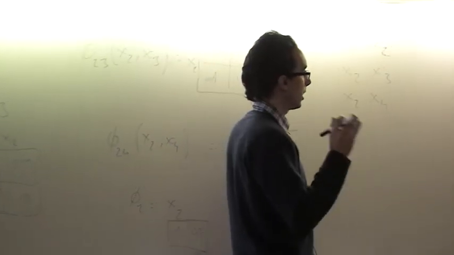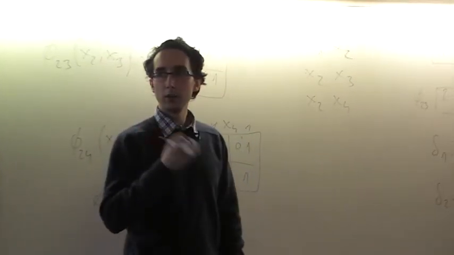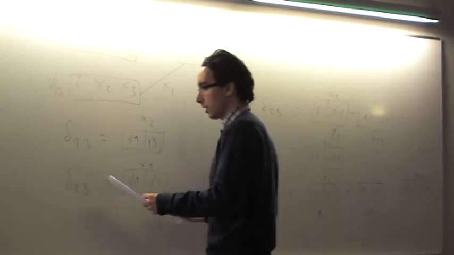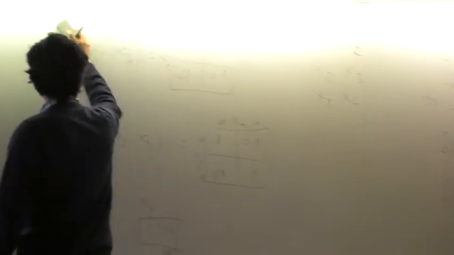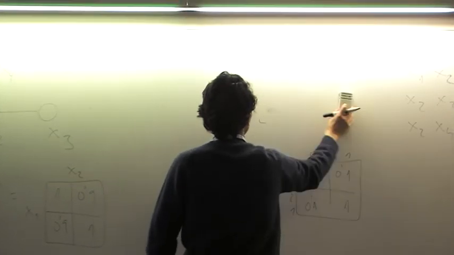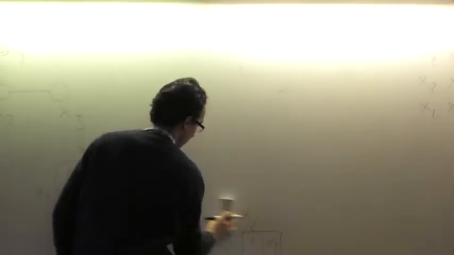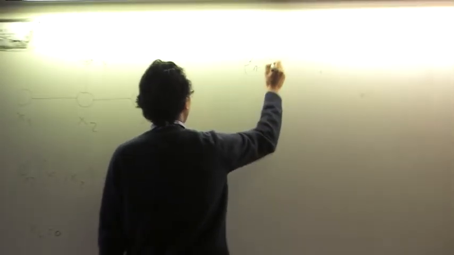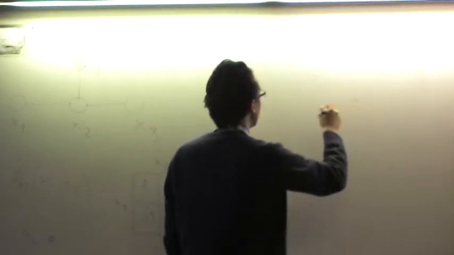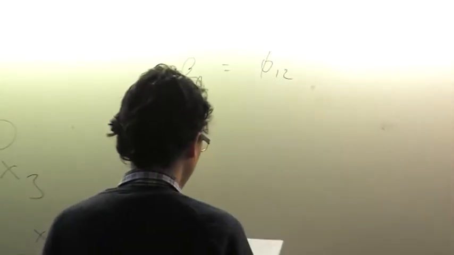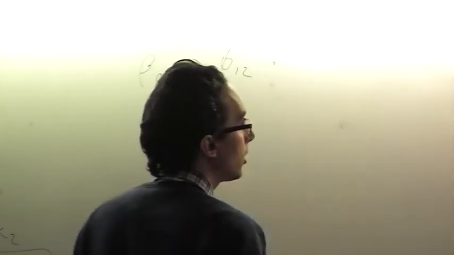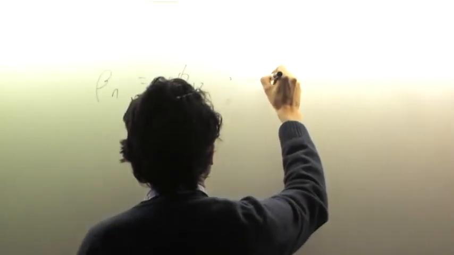The beliefs are going to be just the product of the potential associated to the node and all the incoming messages. So, let's start with the first node. The belief for the first node is just the potential associated to the first node, which is going to be phi 1, 2 times the incoming message, which is delta 3, 1.